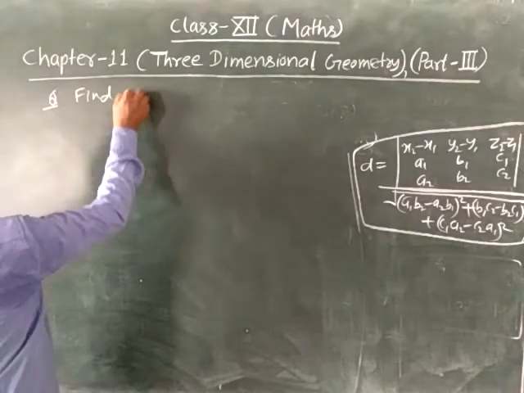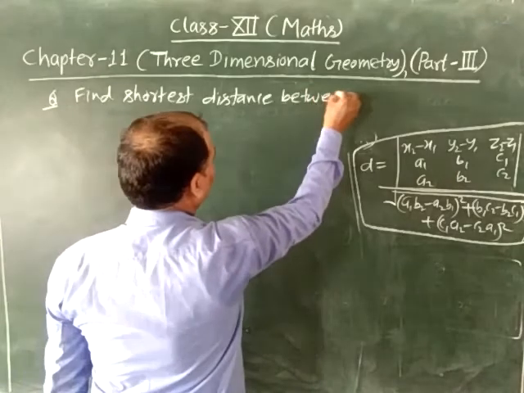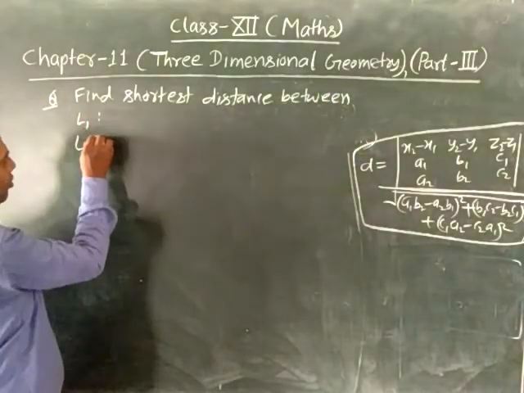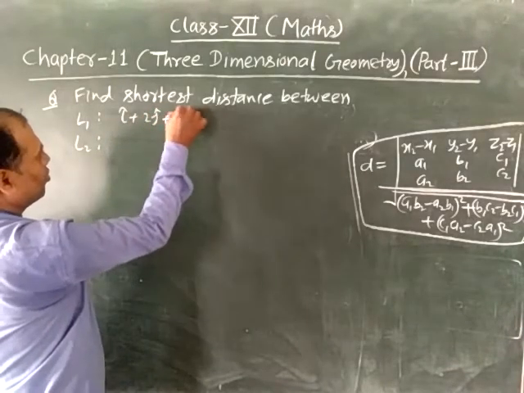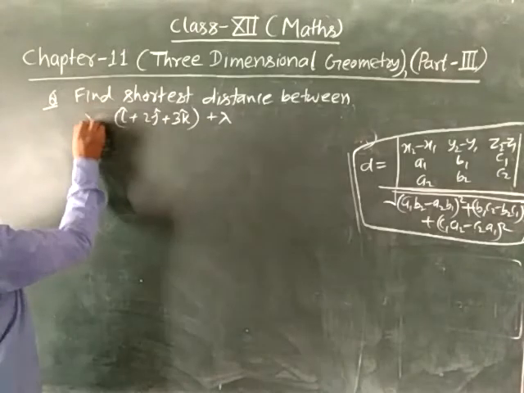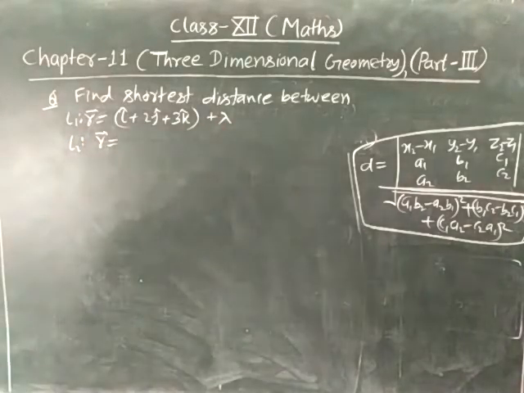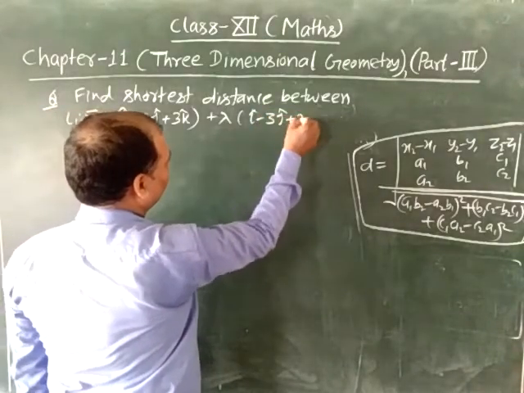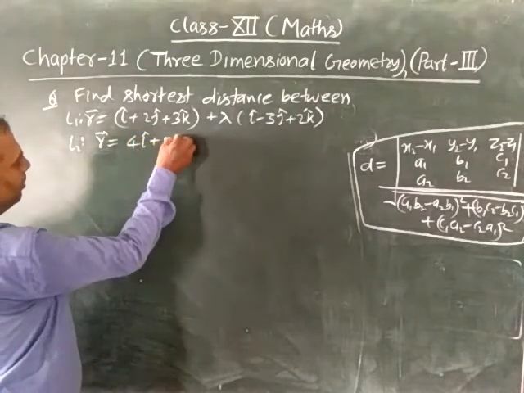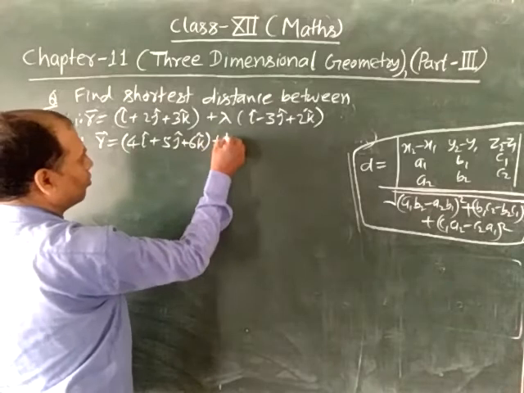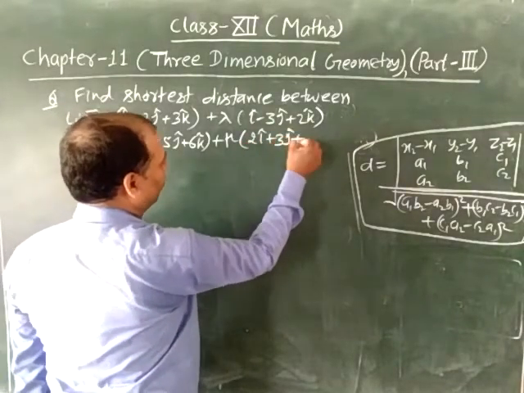The question is: find the shortest distance between the two lines L1 and L2 whose equations are given by R equal to i plus 2j plus 3k plus lambda times of i minus 3j plus 2k, and the equation of line L2 is given by 4i plus 5j plus 6k plus mu times of 2i plus 3j plus k.